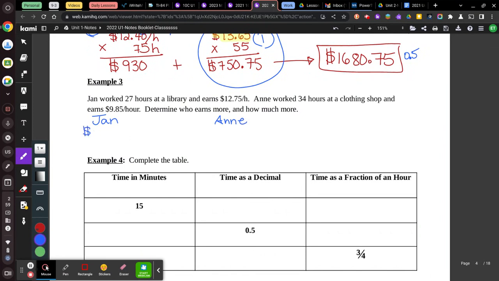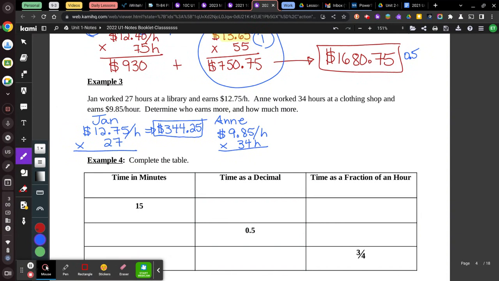So Jan had $12.75 an hour times her 27 hours. So that's going to give us Jan. And Jan makes $344.25. That would be her paycheck. Anne, on the other hand, she makes $9.85 an hour. It's not as much, but she works way more hours, 34 hours.